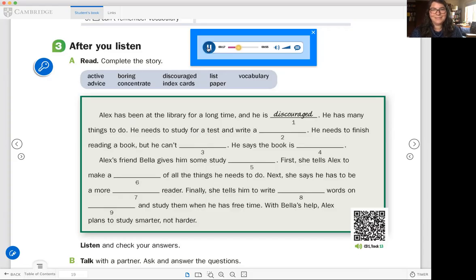Did you get it? He needs to finish reading a book. Okay. Now give me your answer for number 3.